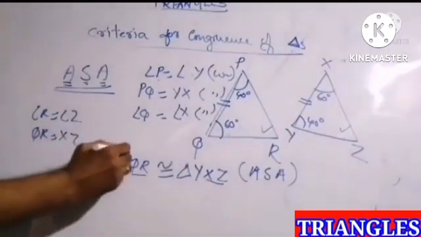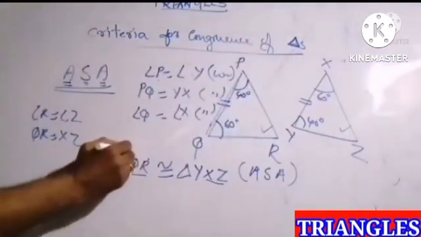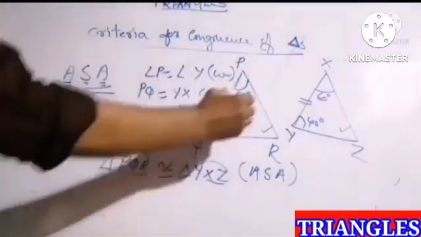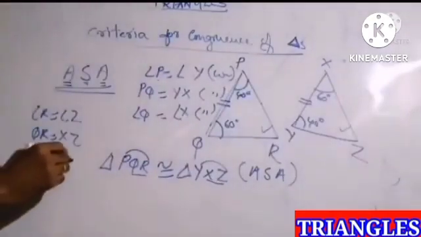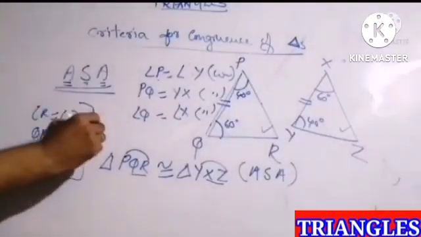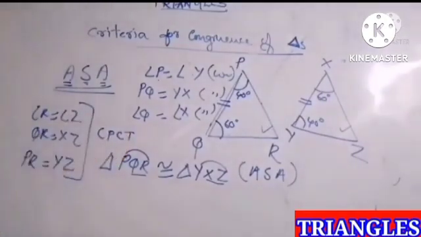Okay. So one more side is there, that is PR. Here this is PR, that is YZ. PR equals YZ. The reason is CPCT. What is CPCT? Corresponding parts of congruent triangles. That is CPCT. So the second criterion is over.